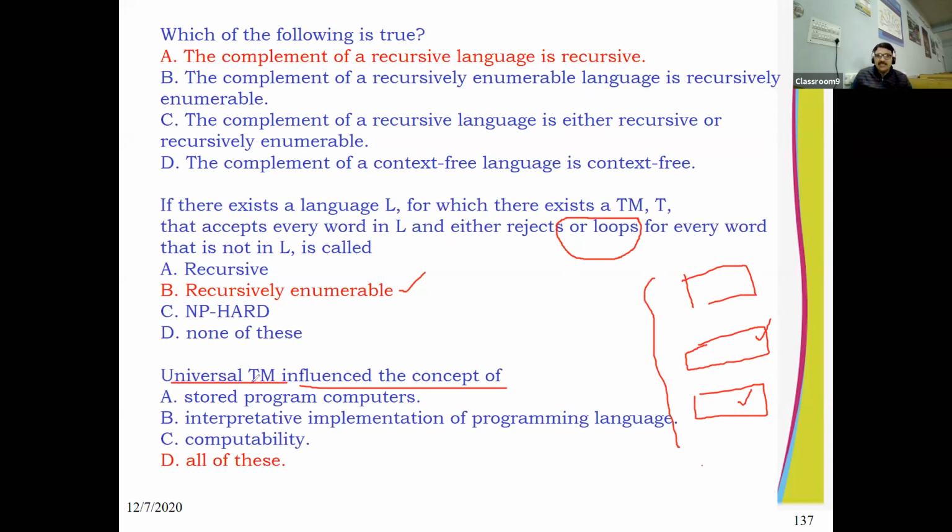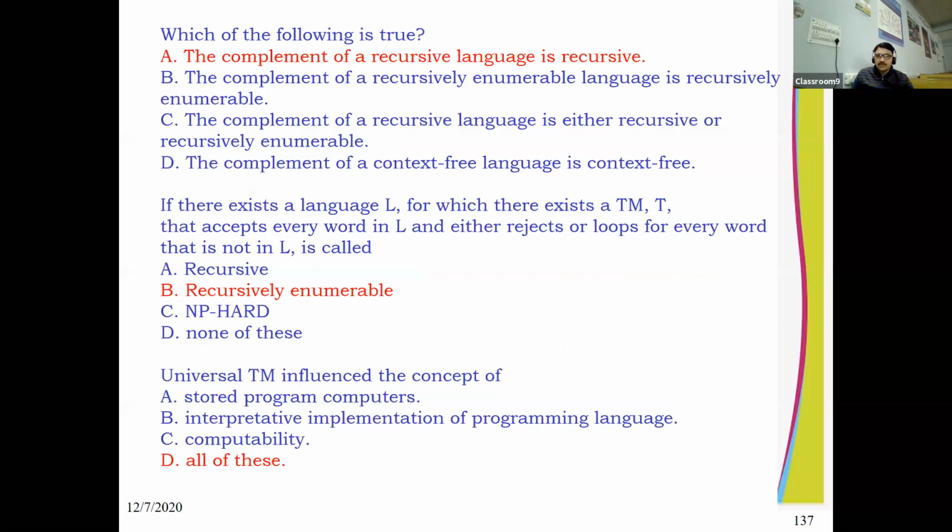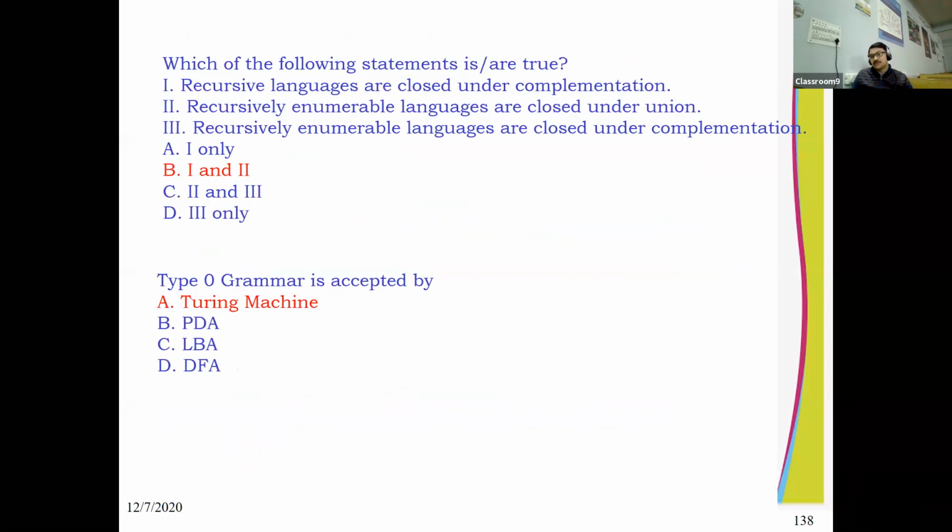So just see here, universal Turing machine influences the concept of what? First is the stored program computers, another one the interpretative implementation of programming language, and third one is the computability. Computability means finite control wala kaam. So all these are work done by the universal Turing machine. So the answer is all of the above. So you should go through all these points and you should know about these properties.